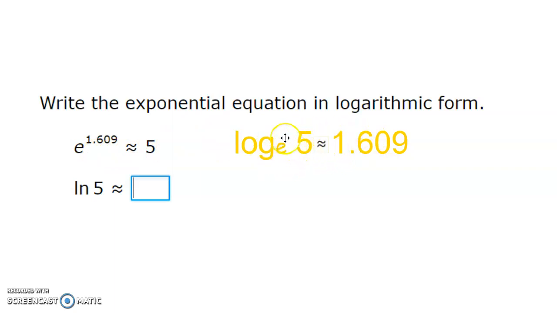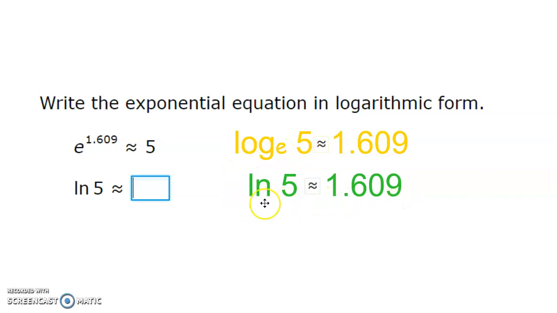Now what I'm going to do is replace this log base e, because remember I said anytime we have that base e, we can rewrite that using the natural log notation. That's this ln right here. Notice the two numbers are still the same. The only thing that's changing is log base e to ln.